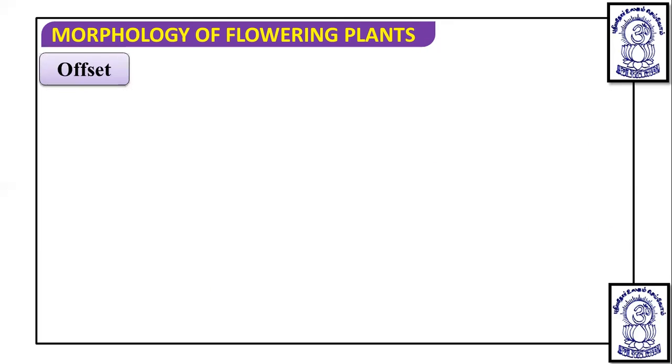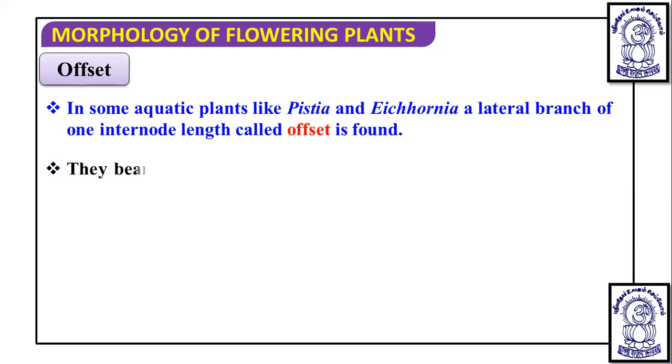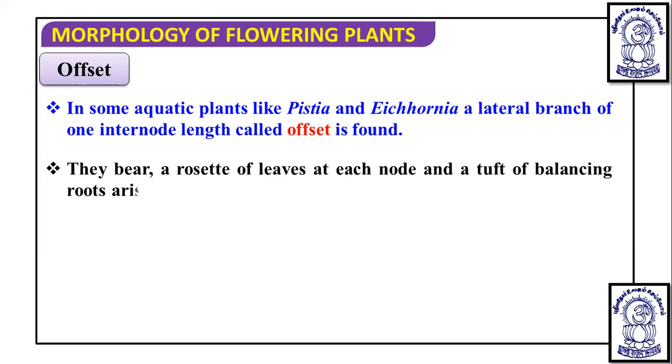After this, another modification is offset. In some aquatic plants like Pistia and Eichhornia, a lateral branch of one internode length, called an offset, is found. Means offset has a short internode. At each node, they bear a rosette of leaves, means a group of leaves at each node, and a tuft of balancing roots, means a group of roots arising from the base of the discoid stem.